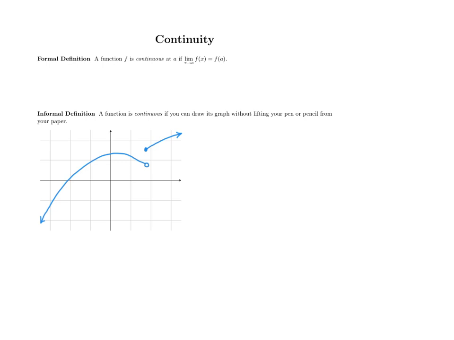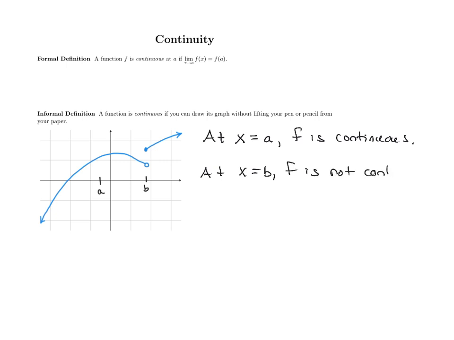I'm going to mark 2 places on this graph. I'll choose an x value here, I'll call it a, and then here at this x value b, the function is not continuous. So I'll note that at x is equal to a, f is continuous. But at x is equal to b, f is not continuous.